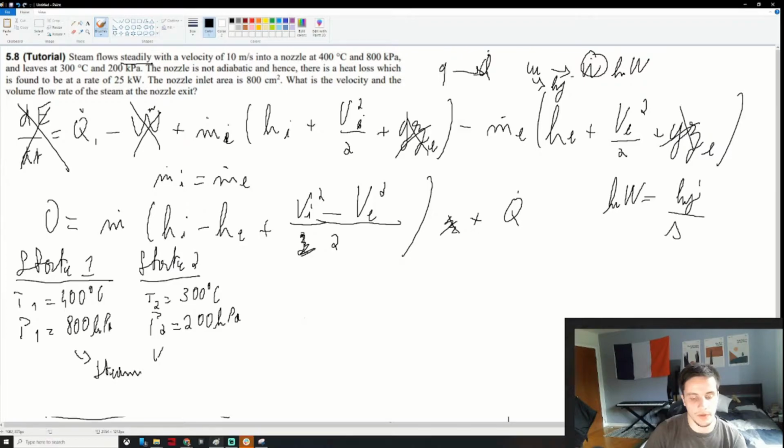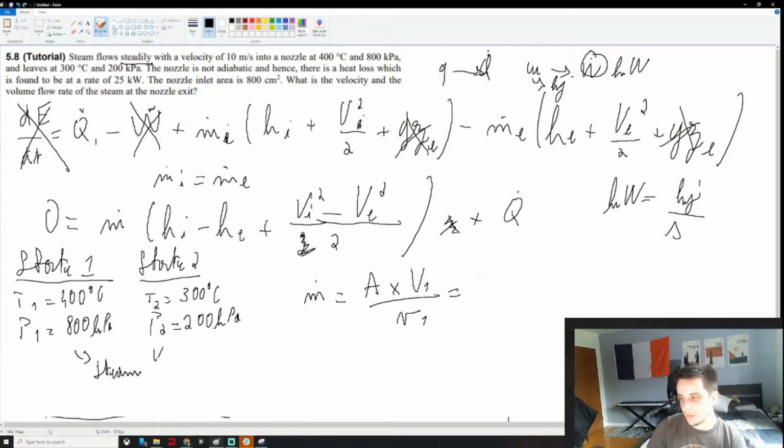And we know that there is an equation that can give us mass flow rate with the area. So it would be area times velocity divided by a specific volume. Okay, so do we know area? Yes. Do we know velocity at the inlet? Yes, it's given to us as 10 meters per second, so v1. And specific volume, we found it in the property tables for the first state, so we can use that.